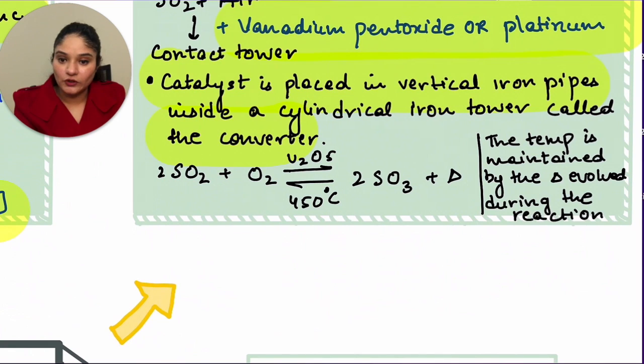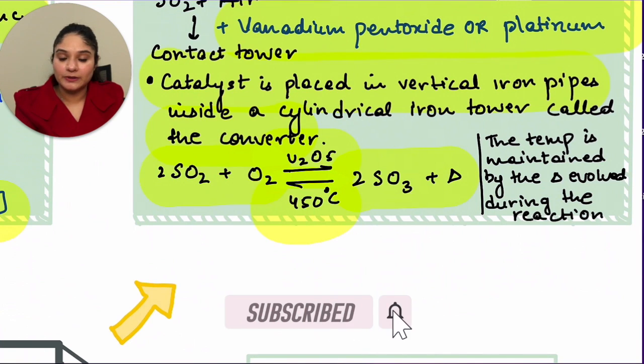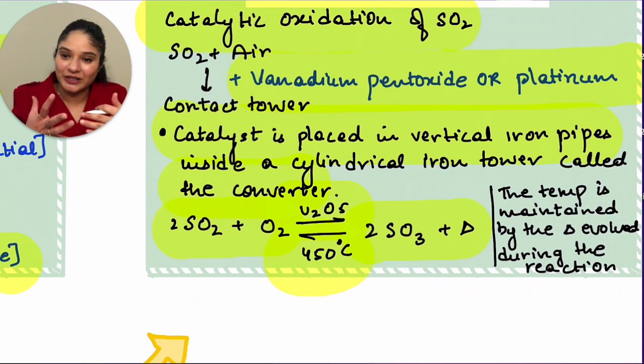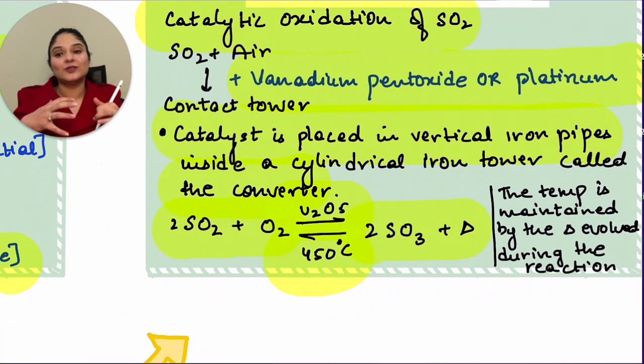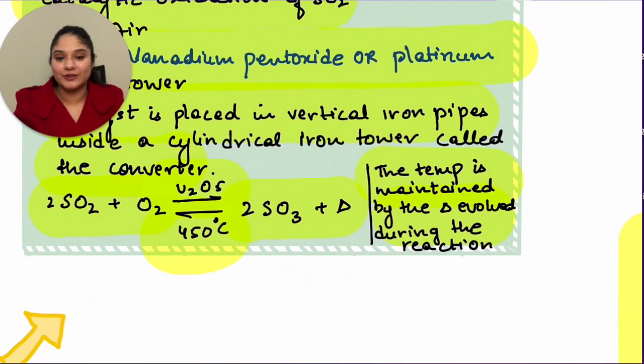What is the equation for it? That is SO2 plus oxygen in the presence of V2O5, that is vanadium pentoxide. The temperature is 450 degrees Celsius, giving you sulfur trioxide, that is SO3 plus heat. Since this entire reaction is exothermic, you only have to give it heat in the initial phase. Once you have given the heat, the reaction will automatically maintain the temperature since it is exothermic, so you don't have to consistently give it more heat. The temperature is maintained by the heat evolved during the reaction.